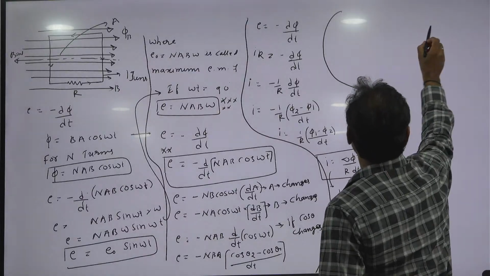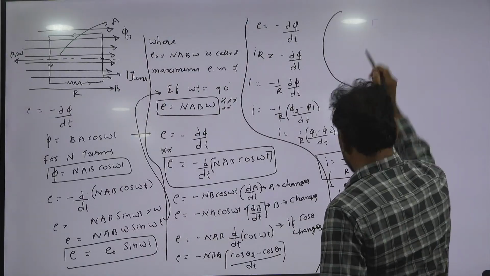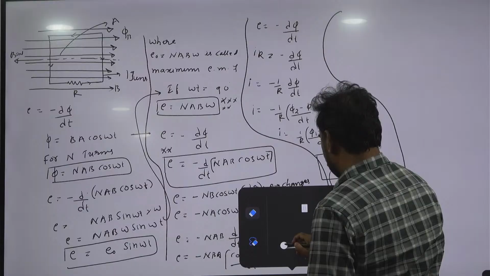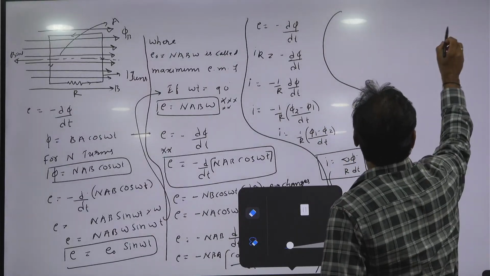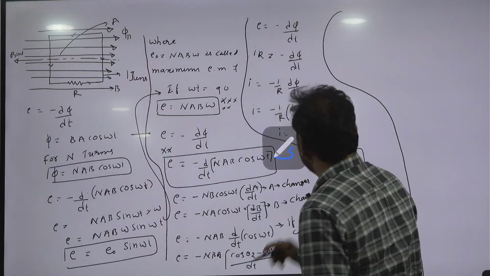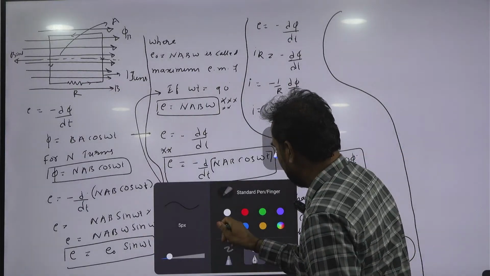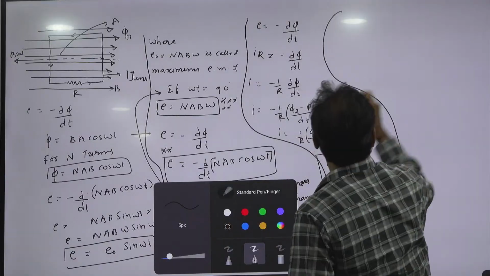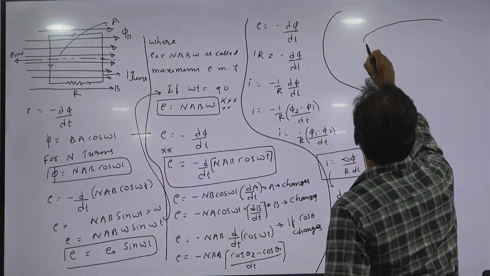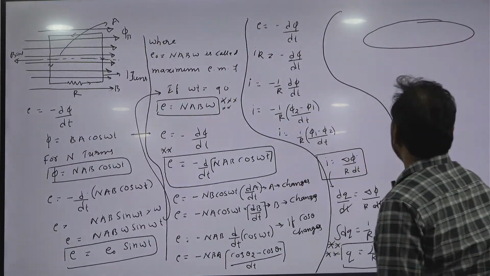Suppose consider, what is that? This is a loop, a closed loop. The loop would be like this. This is a loop.